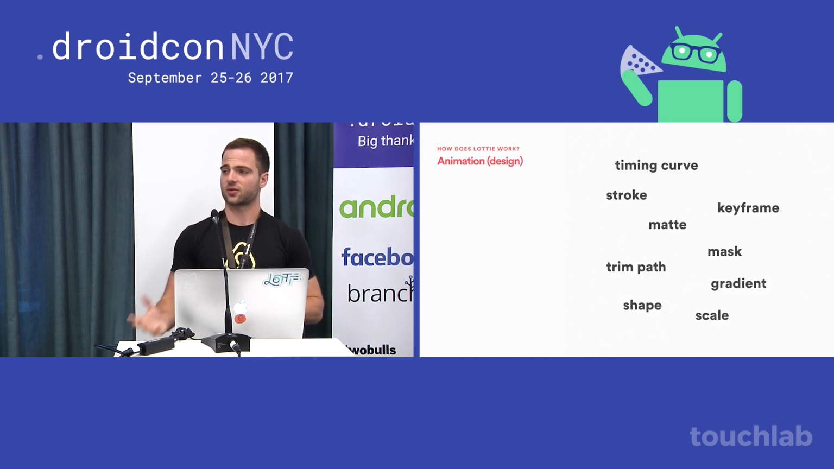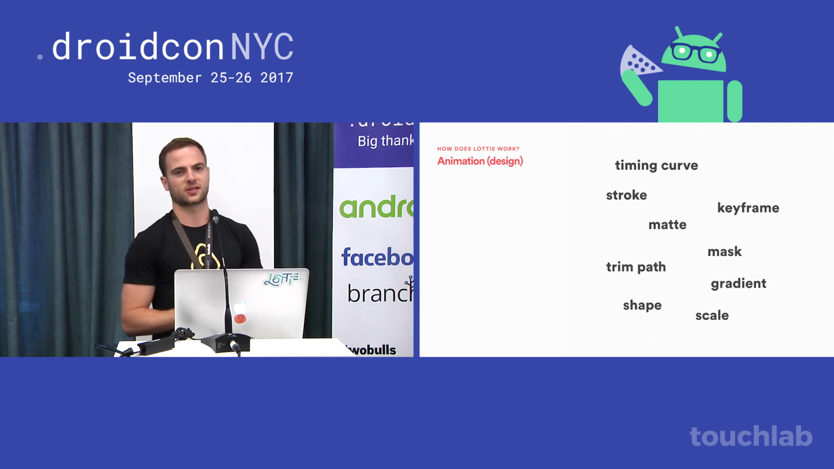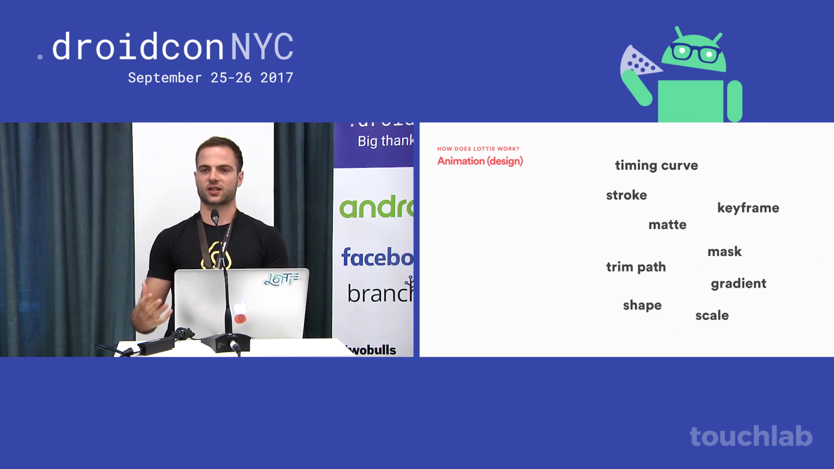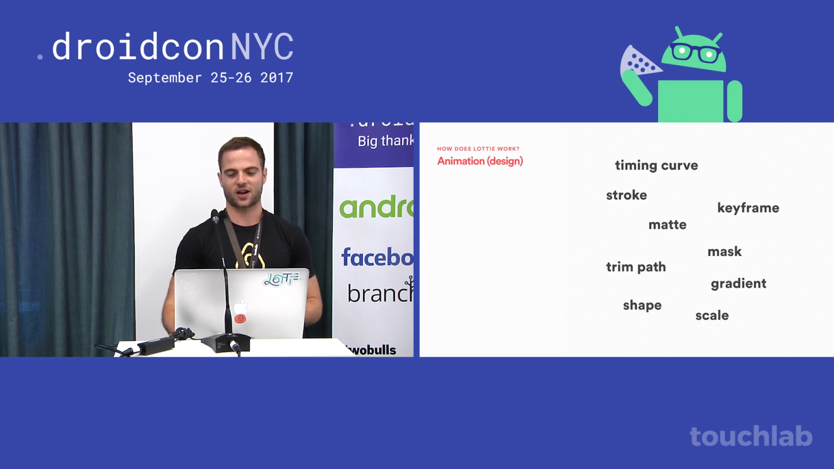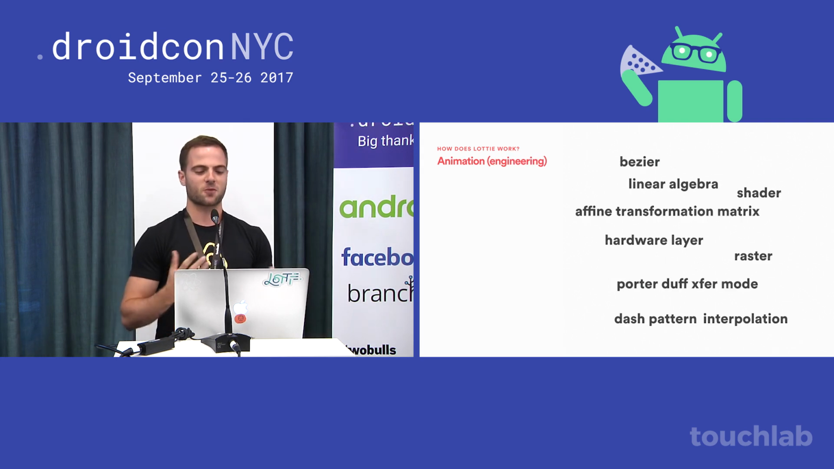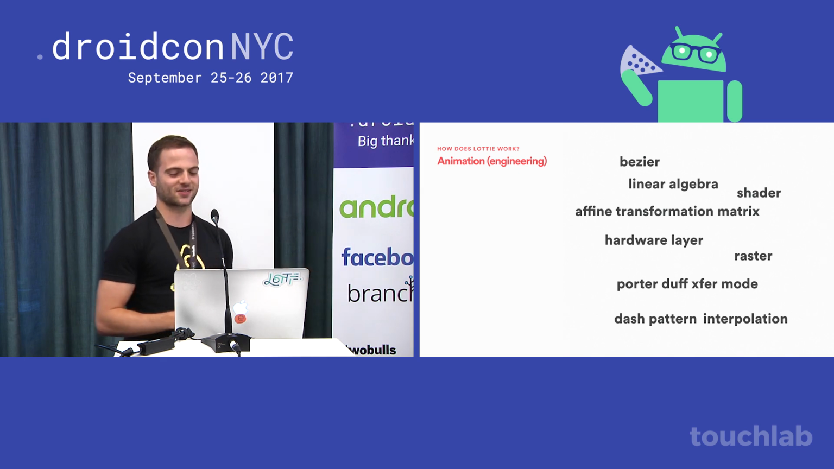Well, animators have their own language, and it involves things like strokes and mattes and keyframes, scale and shapes. So these are the words that they're thinking about. These are the tools that they're going into After Effects and using and adding to their animations. But these don't always translate directly to how they're implemented under the hood. So engineers actually have their own language for animation. It involves things like affine transformation matrices and shaders, hardware layers, and Porter-Duff transfer modes. And so we get to talk about some of this fun stuff today.